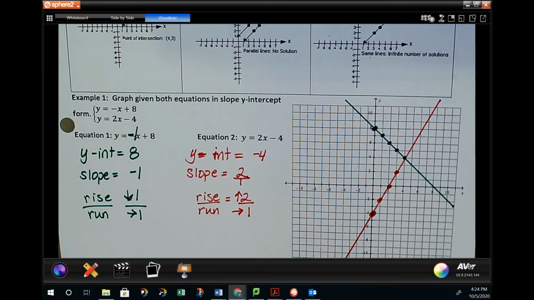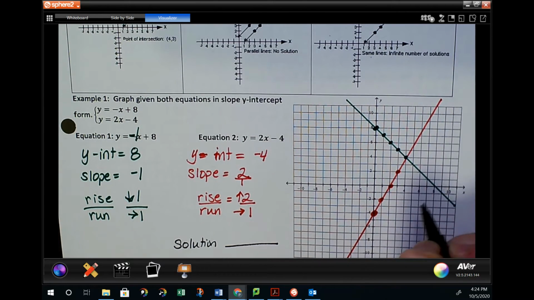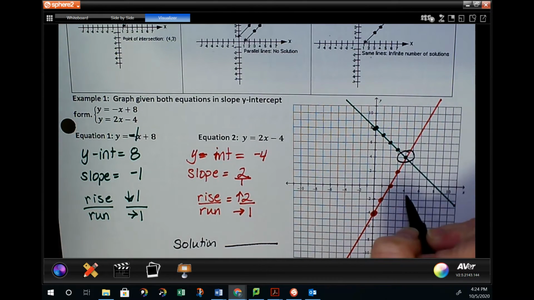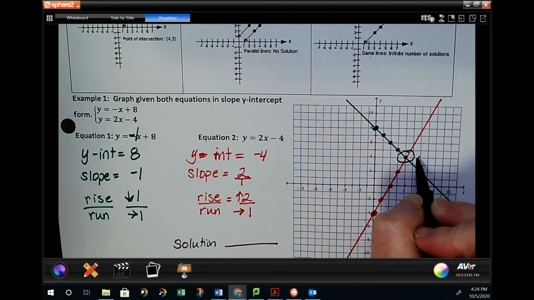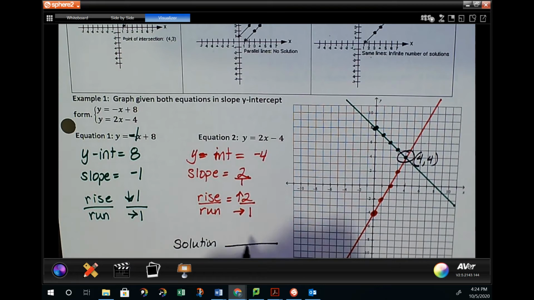So the solution on this one is going to be right here, and I look, so we're at 4 and 4. So that solution is (4, 4). That's when x is 4 and y is 4. And that's your solution point when x is 4 and y is 4.